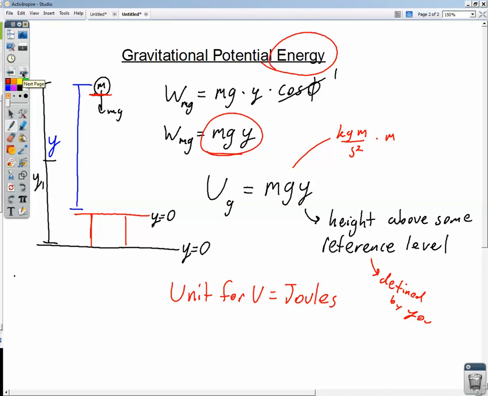Now, what's most important here with gravitational potential energy, usually we're not just interested in the gravitational potential energy of an object right here.